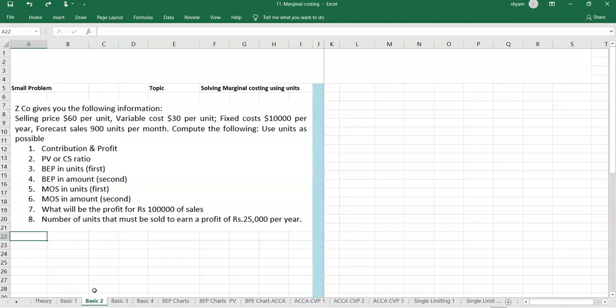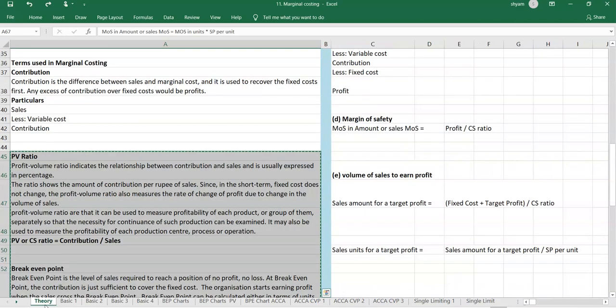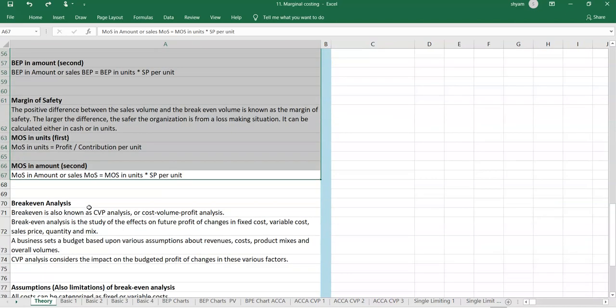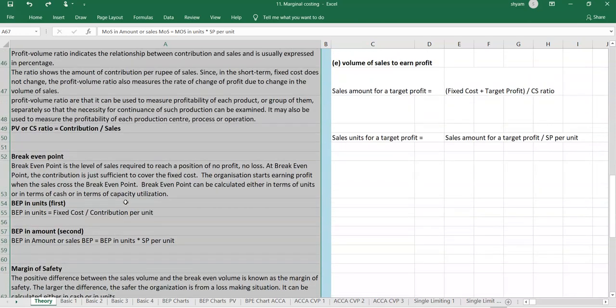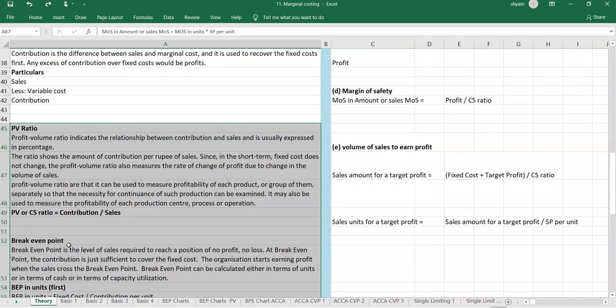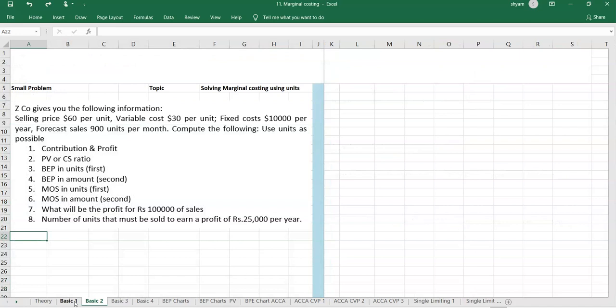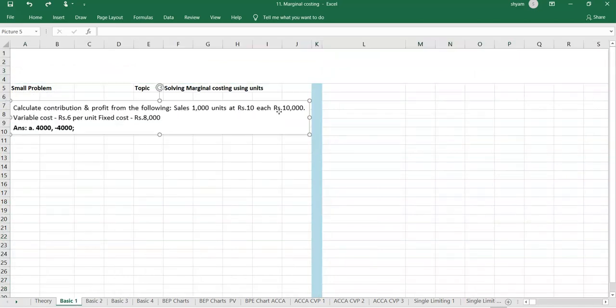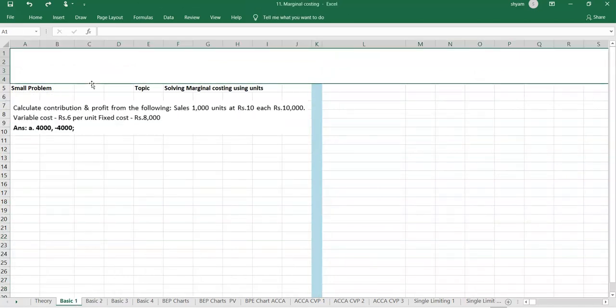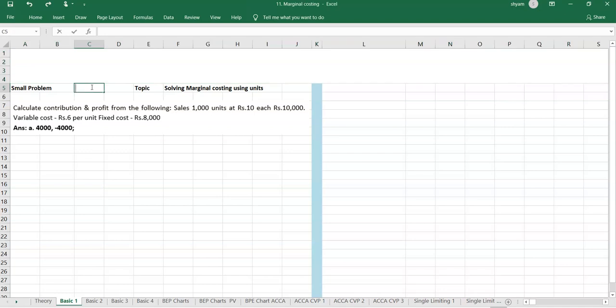Okay, I think we can't copy it. Okay, we can't copy it. So once we are going to do that problem, we'll revisit this page and then we'll work it out. So we'll start from problem number 1.